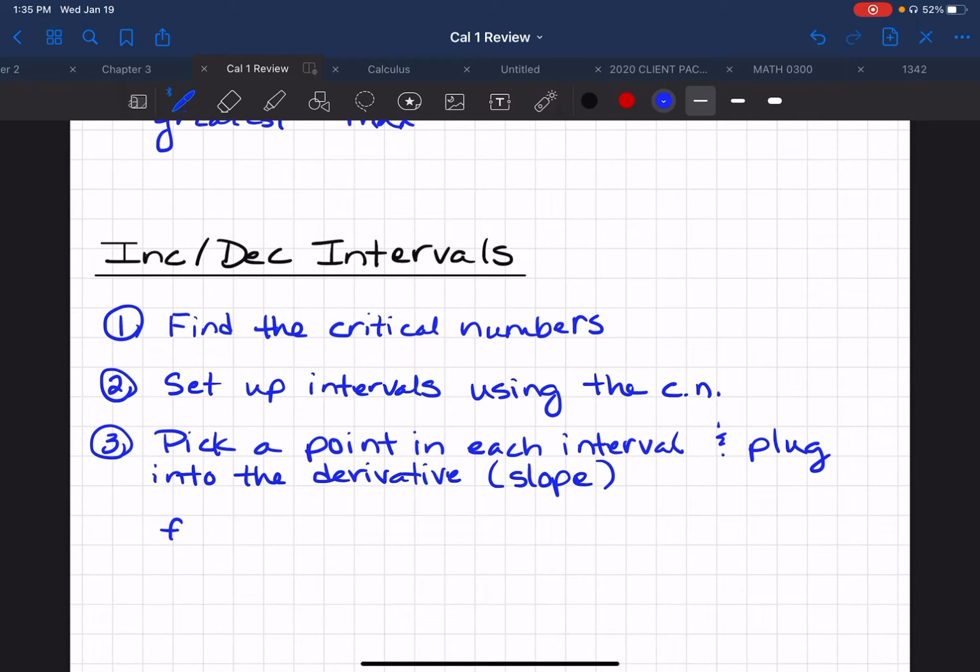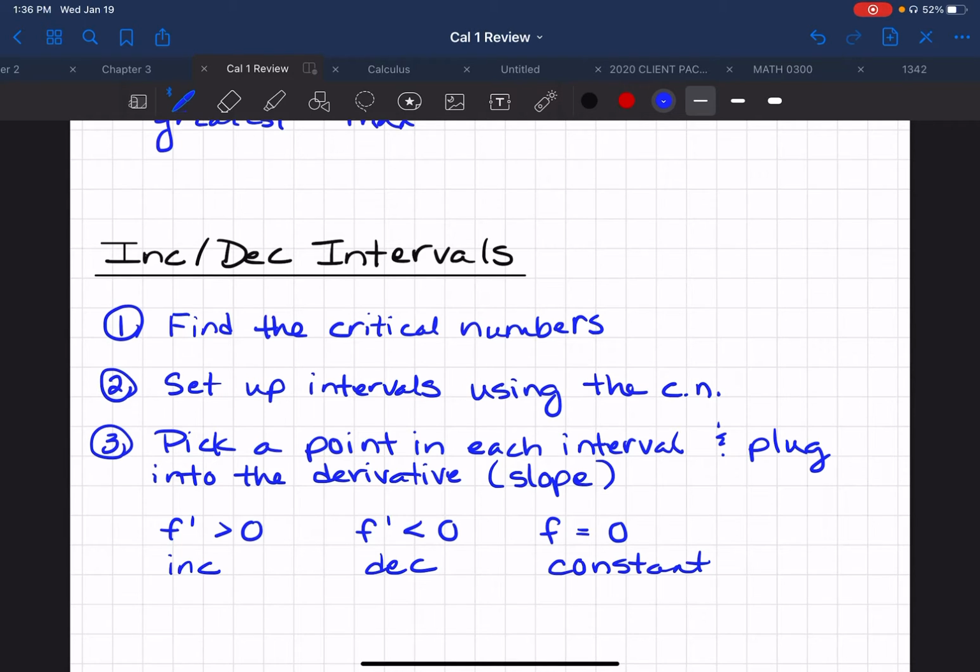If the slope is greater than zero, you're going to be on an increasing interval. If the slope is less than zero, you're on a decreasing interval. If the slope equals zero, you're constant in that interval, so it's a straight horizontal line. So that's for increasing and decreasing intervals.